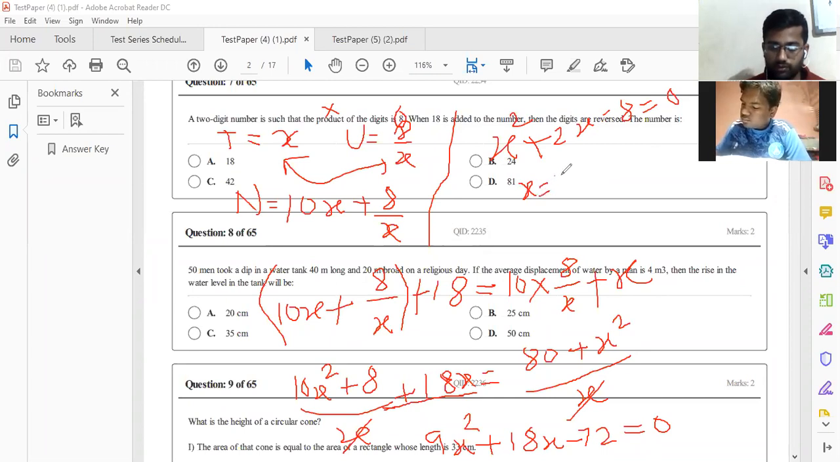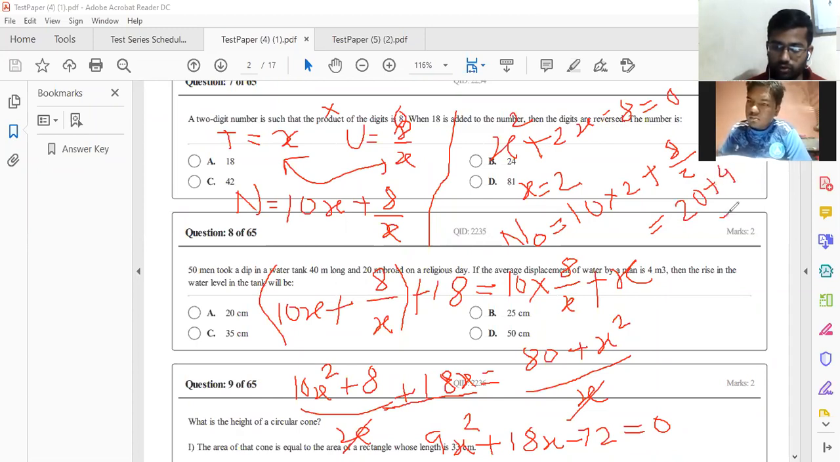After solving this, your number will be, if your value of x is 2, your number is 10x, so 10 multiplied by 2, plus 8 by x, so 8 divided by 2. So 10 into 2, 20. 20 plus, 2 4s are 8, so 20 plus 4, 24. Clear?